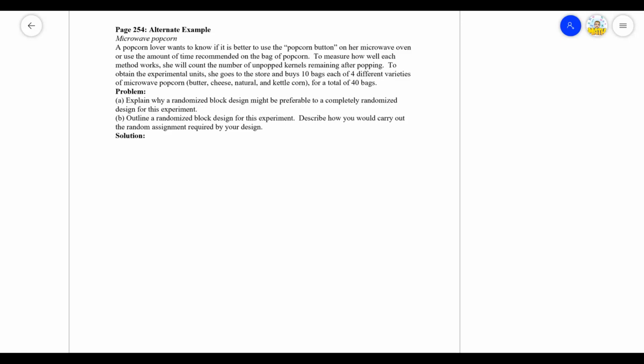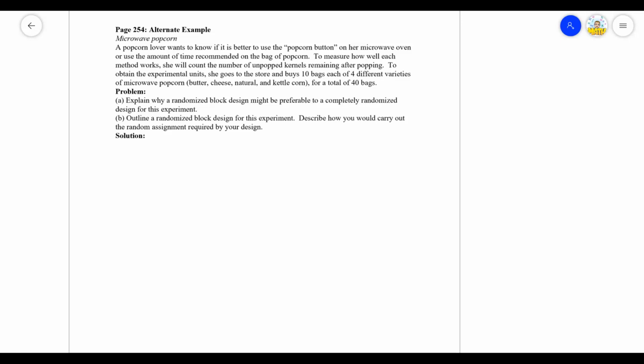So randomized block design means that we believe there's a variable that can affect the outcome, right? And the way we would measure, she's going to measure the unpopped kernels, which is a good metric. So we're going to look and see how many unpopped kernels there are, and it's really possible that if you do the exact same thing to butter popcorn and the same thing to kettle corn, then maybe the butter popcorn has fewer unpopped kernels just because it's butter. The type of popcorn that we're using could very easily affect the outcome.